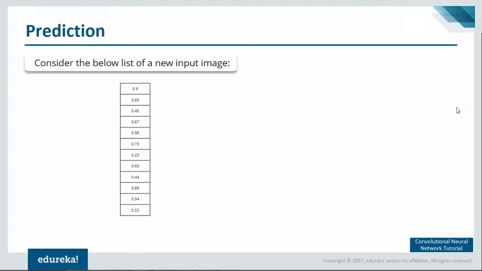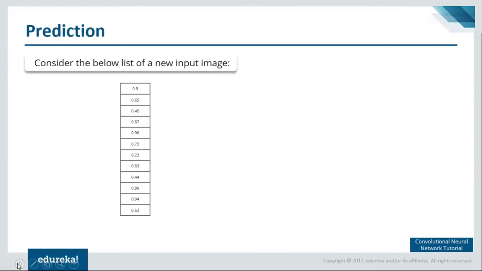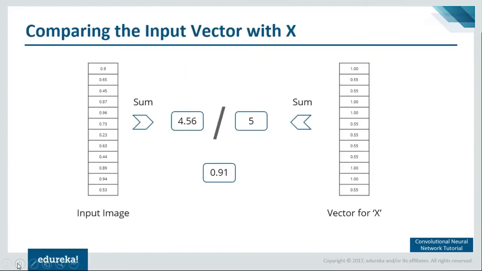Now how do we classify it, whether it is an X or O? What we do is compare this with a list of X and O. We have got the list in the previous slide. If you notice, we have got two different lists for X and O. We are going to compare this new input image list with that of X and O. First, let us compare that with X.